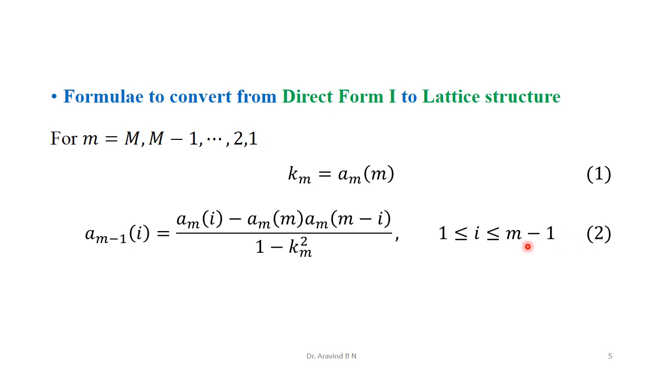In equation 2, there is a sub-iteration we are going to make use of, that is by making use of the value i. Up to m equal to 2, it is quite good that we have only one expression. If the m value is greater than 2, then we are going to have each value of i. We need to calculate this particular a of m minus 1 of i.